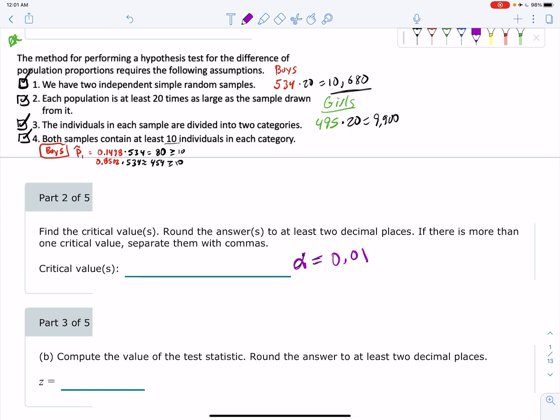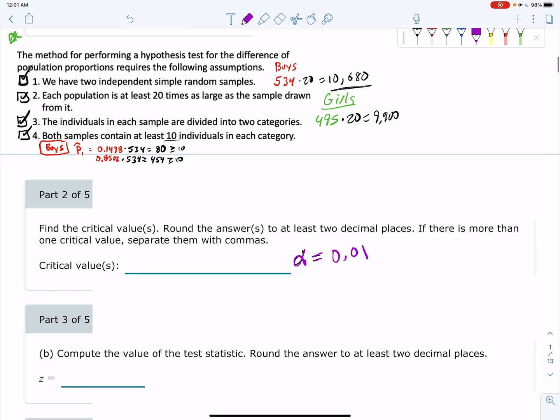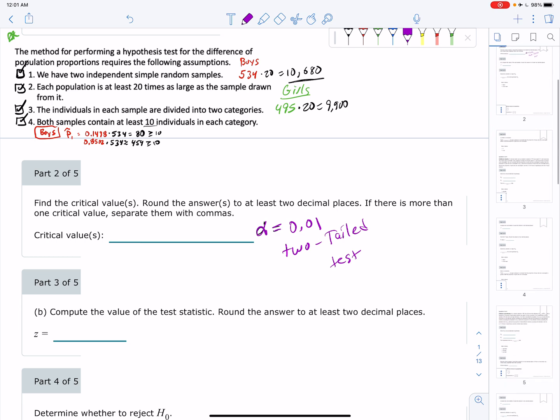All I have to do is take that alpha level of 0.01, also realize that what kind of test is this? It is a two-tailed test. Those are two pieces I need to know. Alpha is 0.01, and it is a two-tailed test. Then I go down to my formula sheet.